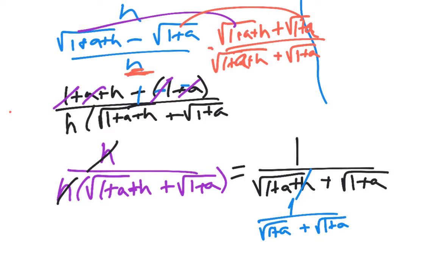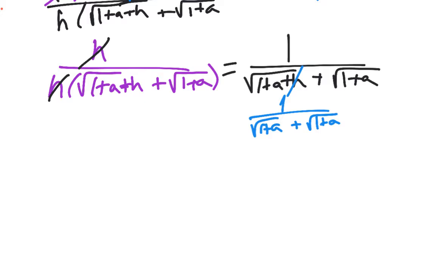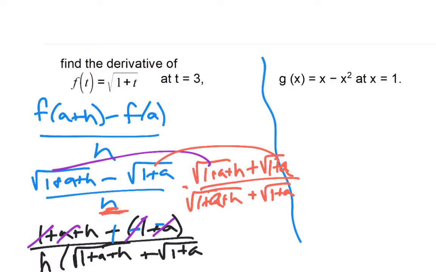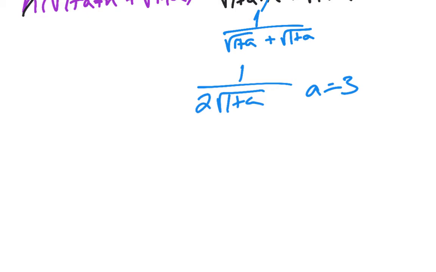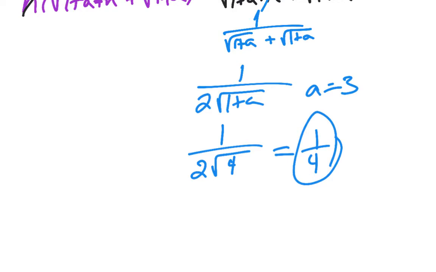That's 2 of them. So I get 1 over 2 square root of 1 plus a. And we wanted to know it when a was equal to 3. Now you're like, where did that come from? Well, it came from t equals 3 right there. So it was given in the problem. So I plug in a 3. So this is 1 over 2 times 1 plus 3 is 4. So this is 1 over 2 times 2, which is 4. So that's the derivative.